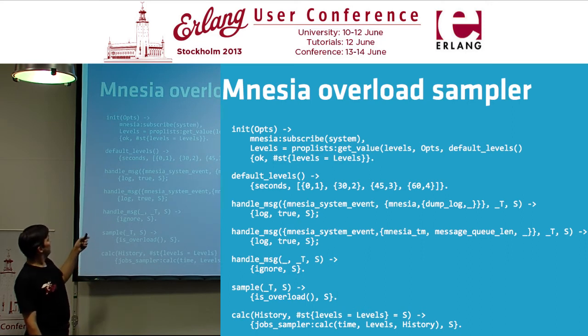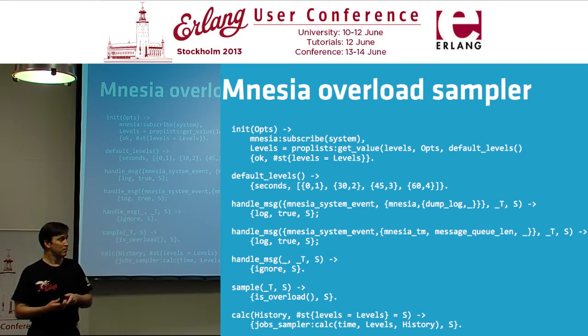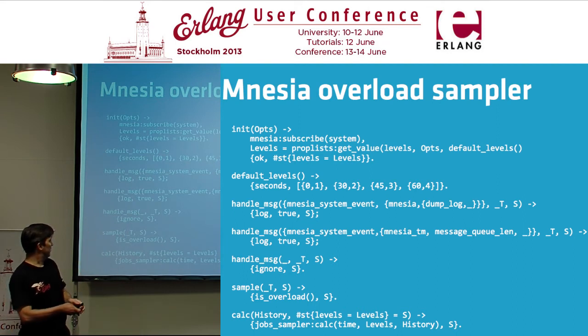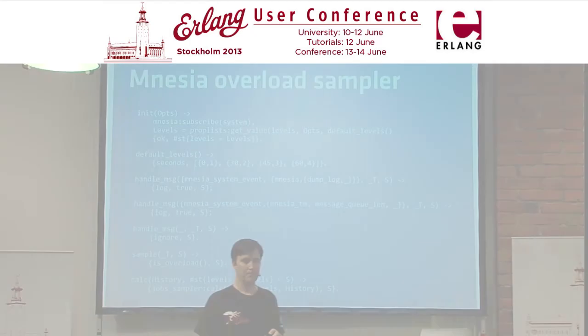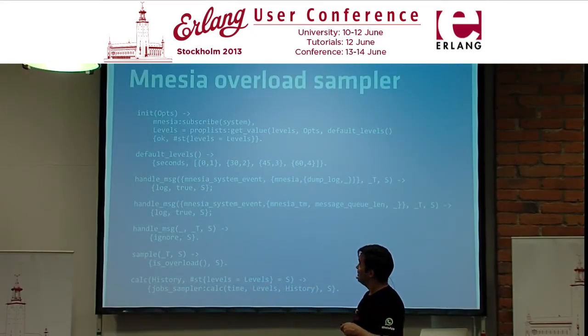So this is your callback module. You have the init function, and then you have handle message. So this is Mnesia's event, where it says this is a dump log overload. Here is the message queue length overload. And what I do is I just log that now I have overload. There are a couple of things you can do. This is a simple thing where I'm saying either ignore if I get something else that I don't recognize, or if I get these, then I have overload. And then in this function, sample, I ask Mnesia if it's overloaded, and that will possibly reset this flag.